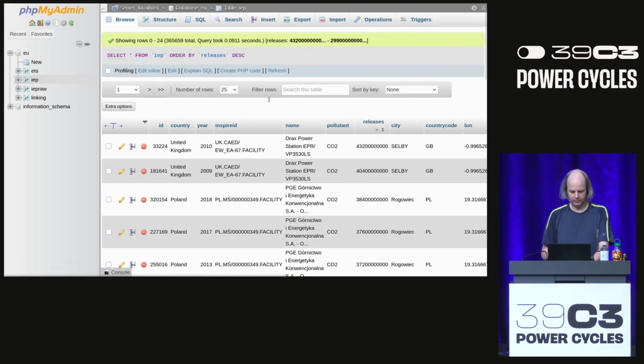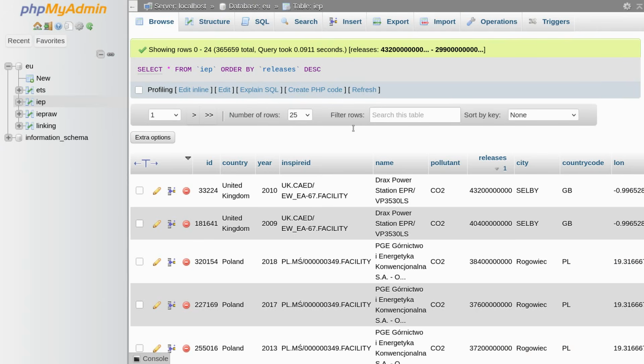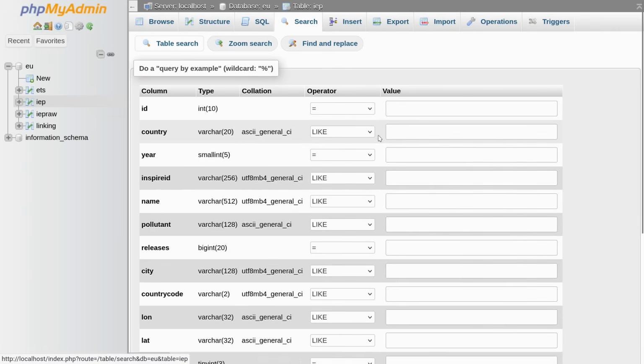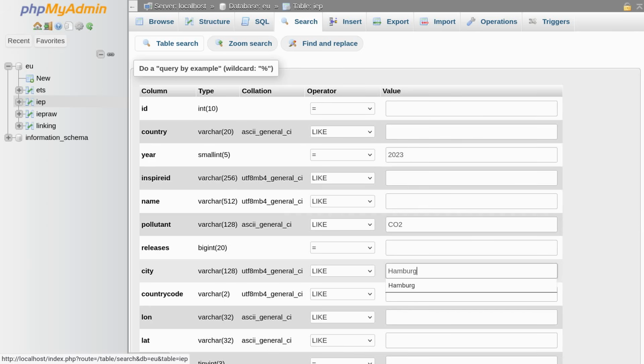I want to quickly show you that. So here is my local database with this data. It's a table, and you have an entry for each year and pollutant and factory. Then, for example, we can do a search, and let's take the year 2023, which is, I think, the latest where data is available. Then we want to know about CO2, which is, of course, the most important greenhouse gas. And let's check what's going on in the city of Hamburg.